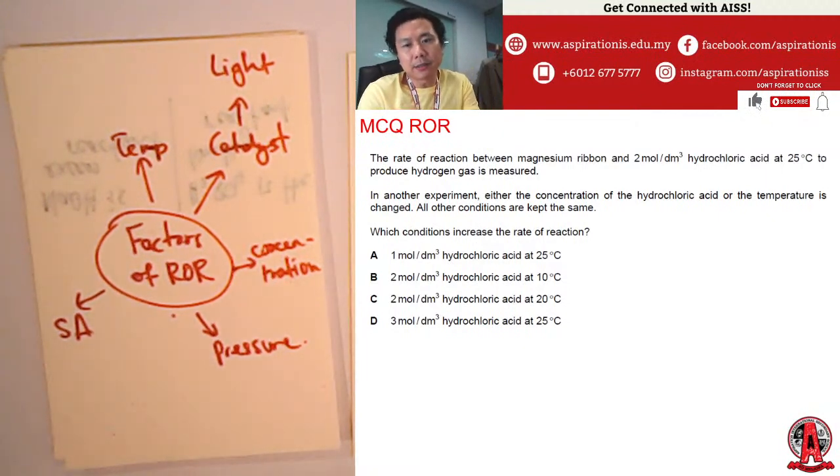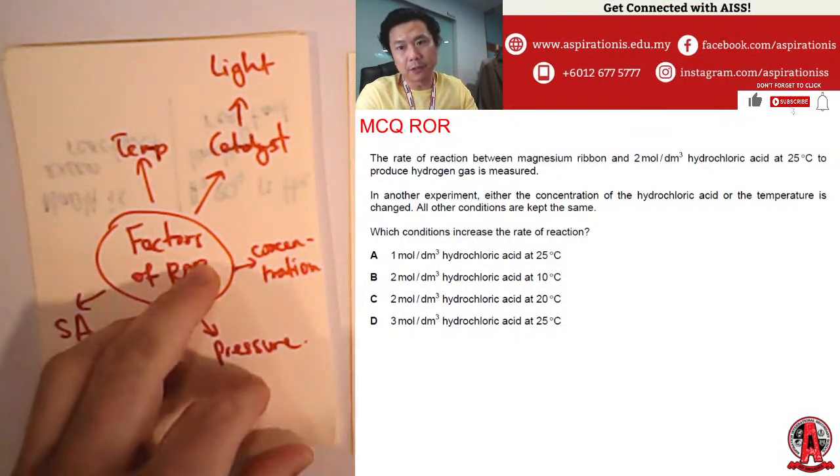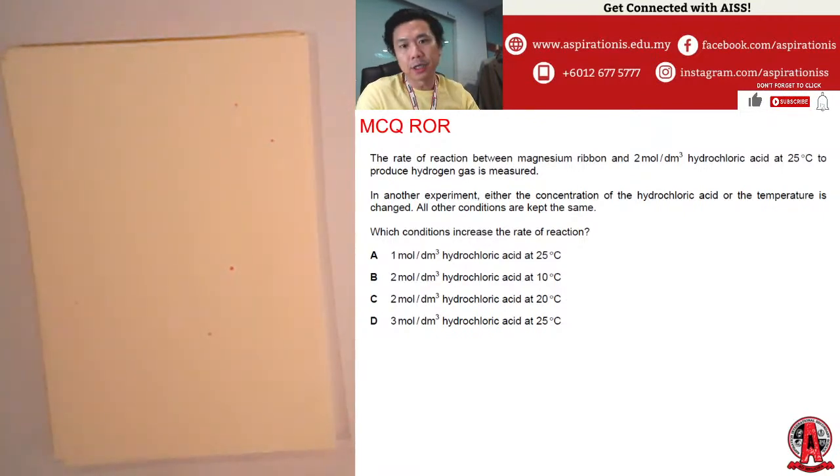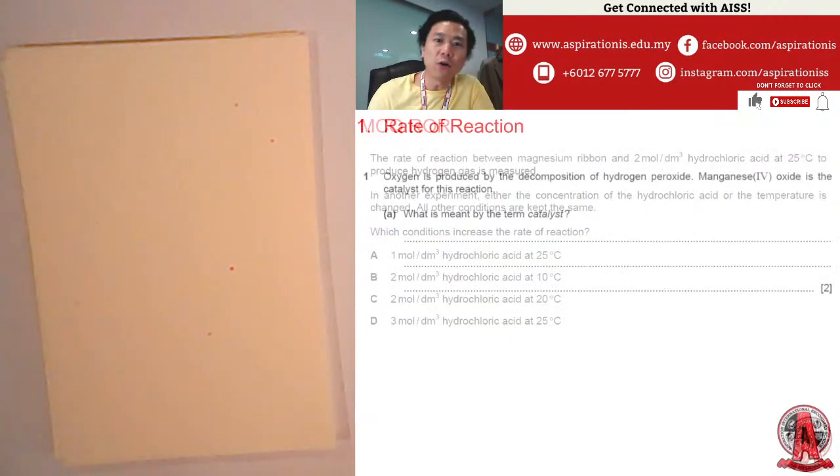All right, so here they are again talking about concentration. So the 2 mole per dm cube, this is concentration. And of course, 25 degrees Celsius, that is just the temperature. So what will increase the rate of reaction? Again, it's a D. Very good. So although temperature stays the same, concentration increases, therefore rate of reaction increases.